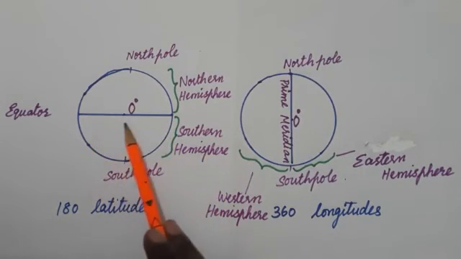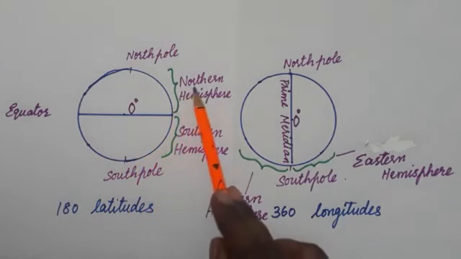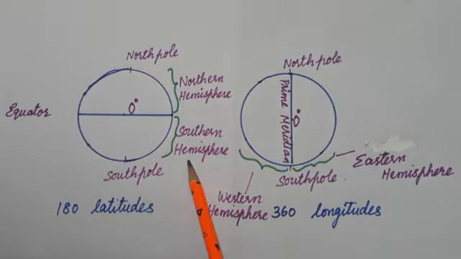So the equator divides the earth into two equal halves: towards the north we say northern hemisphere and towards the south we say southern hemisphere. In the same way the prime meridian also divides the earth into two equal halves: the eastern half is the eastern hemisphere and the western half is the western hemisphere. Okay children, here we have 180 latitudes and here we have 360 longitudes. Hope you all have understood the latitudes and longitudes.